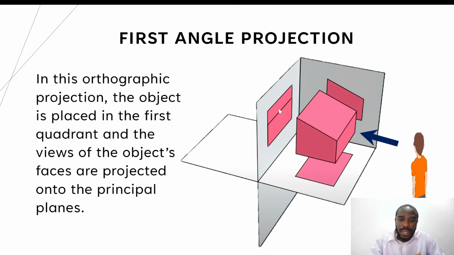plane behind the object. So in first angle projection, in first angle orthographic projection, the object is placed in the first quadrant, okay, and then the views of the objects are projected onto the principal planes as we identified earlier.